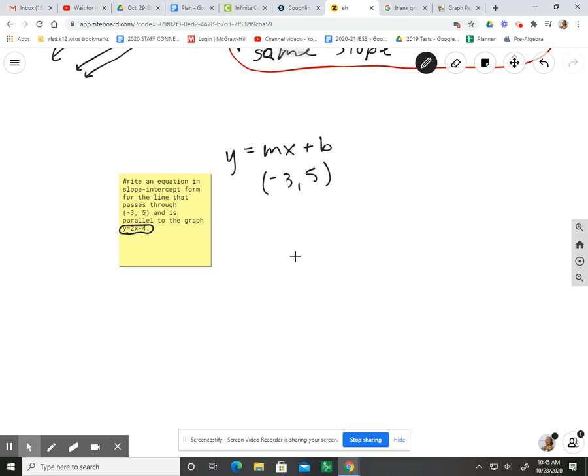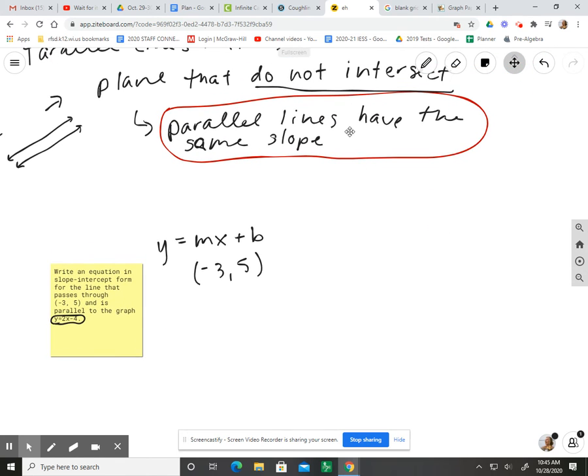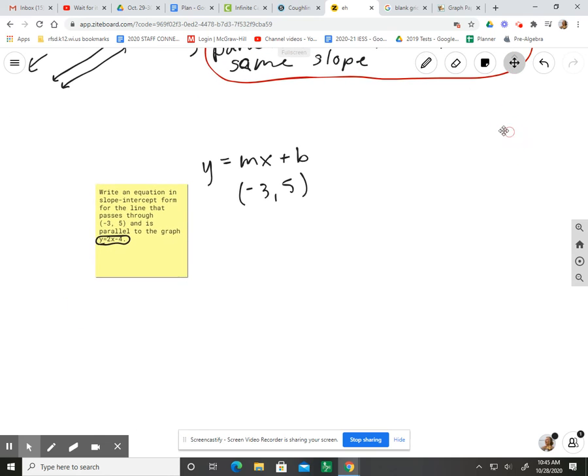this line here. All right, well, we said parallel lines have the same slope. So the line that needs to be parallel to it has to have the same slope as that line. Well, that line has a slope of 2, right? m equals 2 in this equation. So we know for our equation, m is going to be 2. Now we have a slope, and we have a point. How do we write slope-intercept form from this?